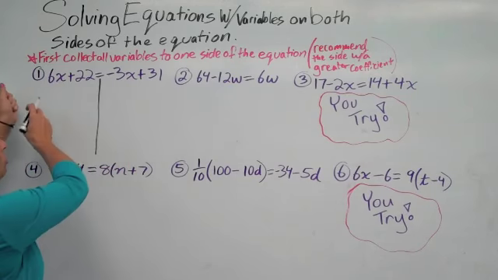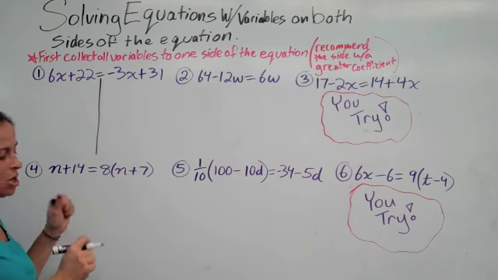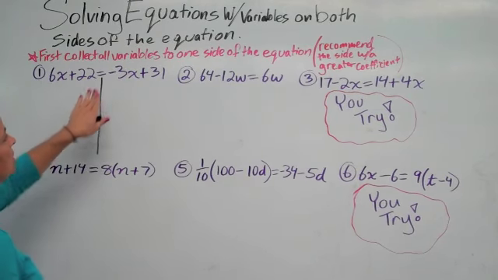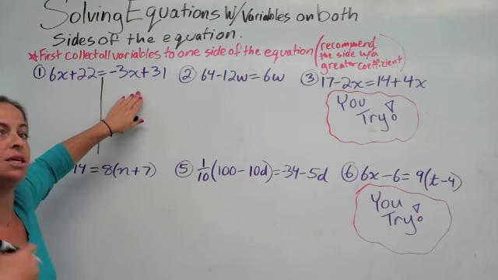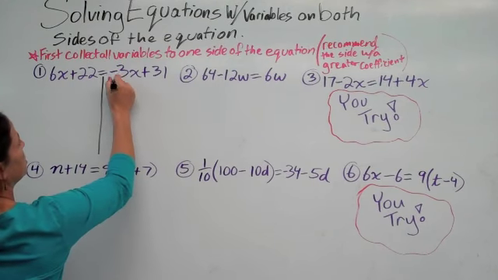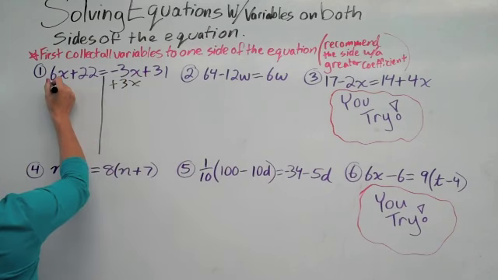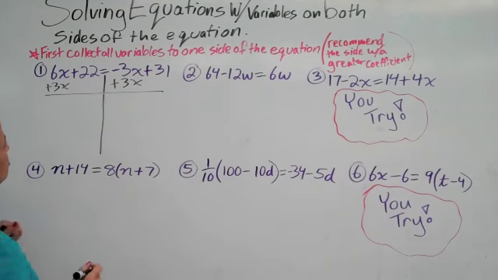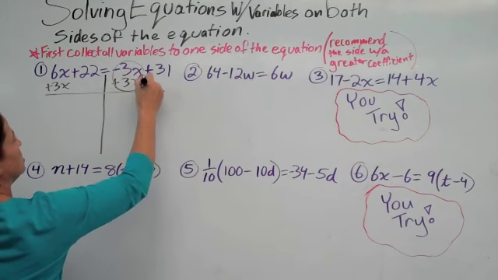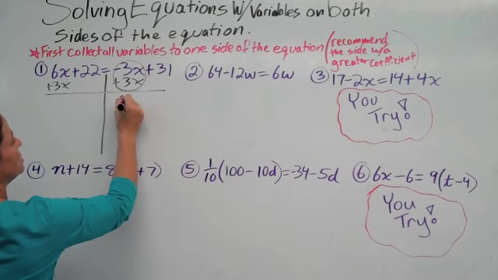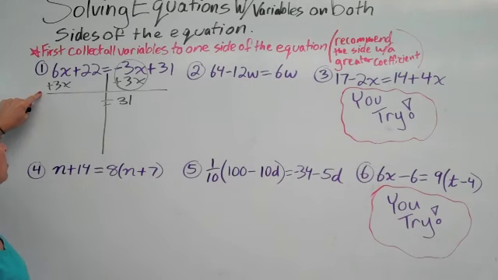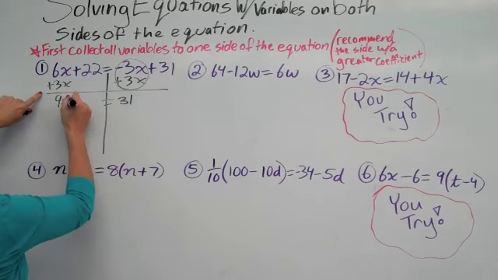I can't just move them over and say, now I have 3x. No, I need to do the same thing to both sides of the equation to keep it balanced. So if I have a negative 3x, the inverse of negative 3x would be plus 3x. So I'm going to do plus 3x to both sides of the equation. When I do that, this ends up being 0. I am left with a positive 31. And on the left side, I have 6x plus 3x, which equals 9x.